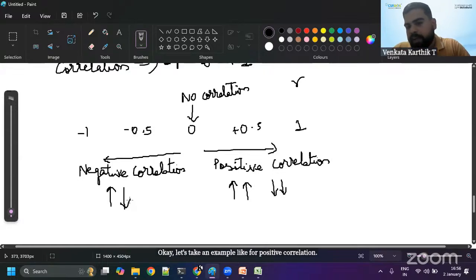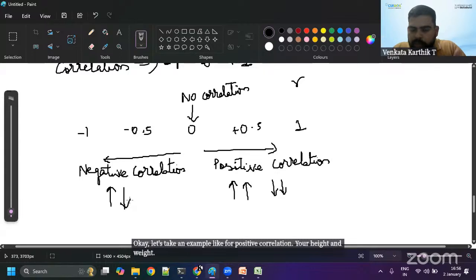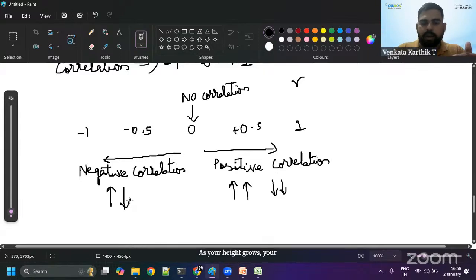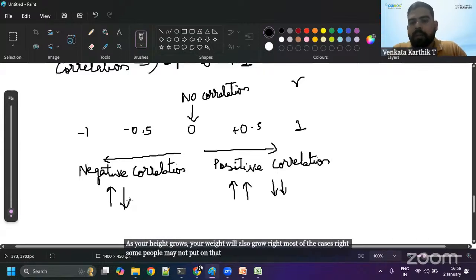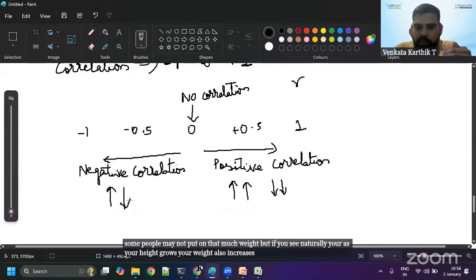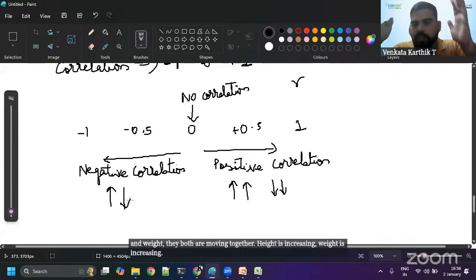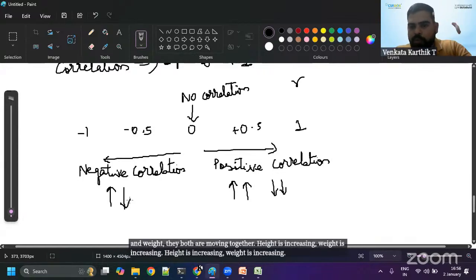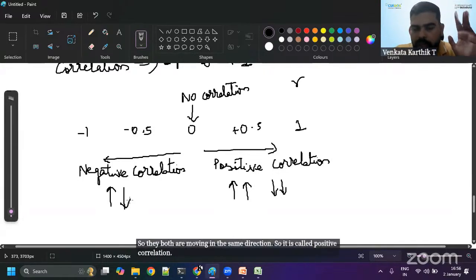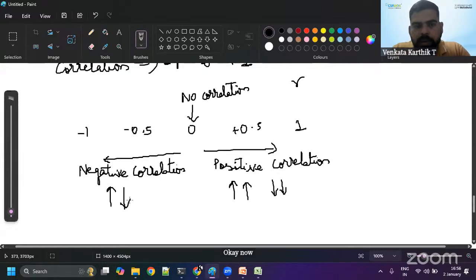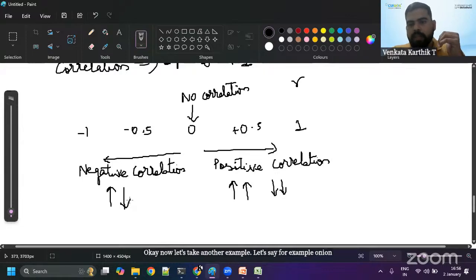Let's take an example for positive correlation: your height and weight. As your height grows, your weight will also grow, in most cases. Some people may not put on that much weight, but naturally, as your height grows, your weight also increases. Both variables, height and weight, are moving together. Height is increasing, weight is increasing. They are moving in the same direction, so it is called positive correlation. Now let's take another example. Let's say, for example, onion price is going up.